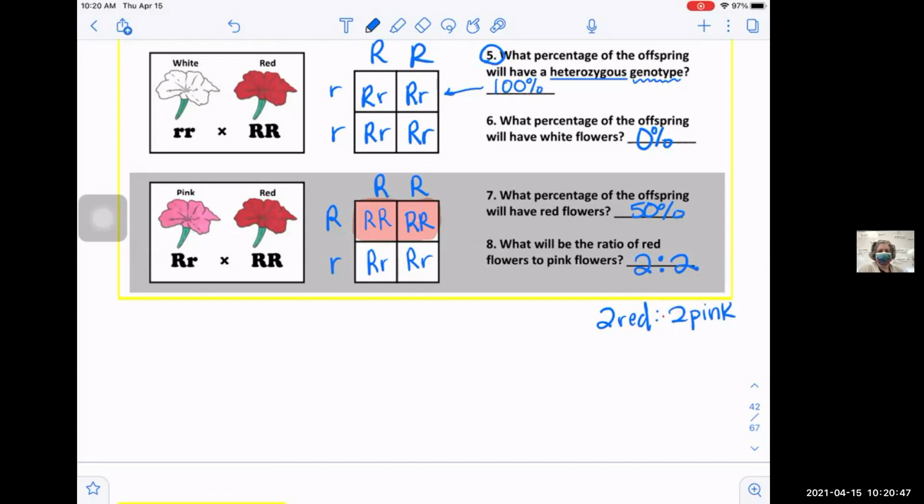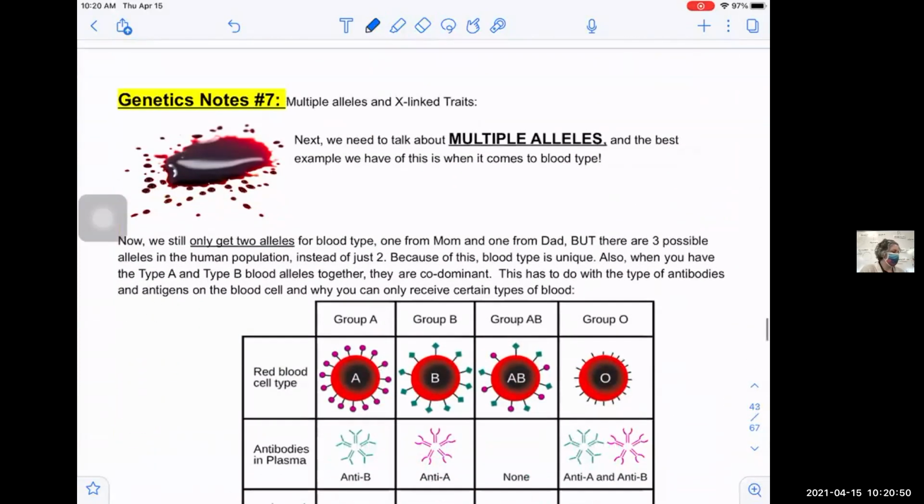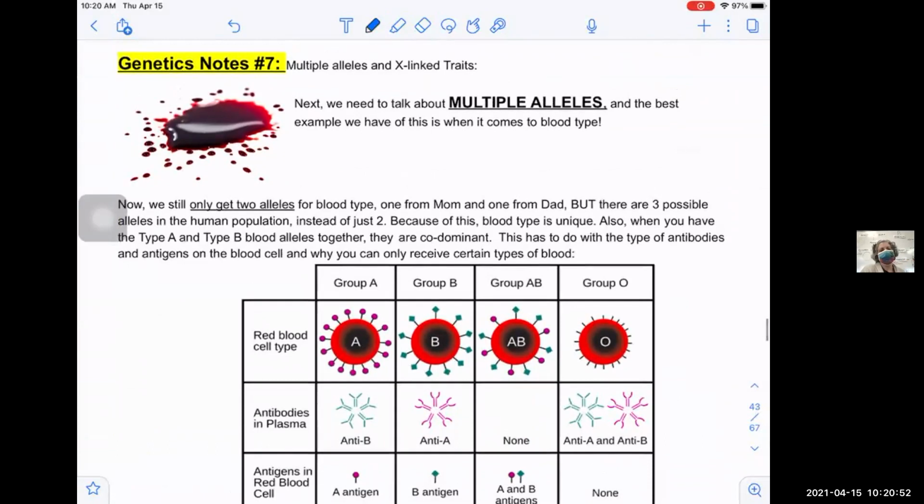All right, let's move on to today's topic. And I got a blood splattering for you here because we're going to be talking about blood. Blood type is unique. We say that blood type has what we call multiple alleles, meaning that there are more than just 2 alleles out in the world. There are actually 3 possible alleles that humans can have for blood type instead of 2.